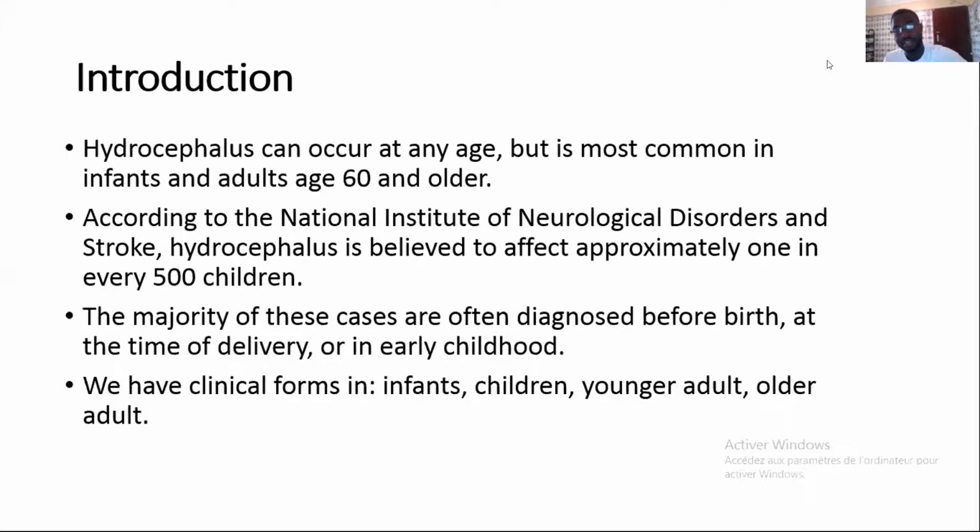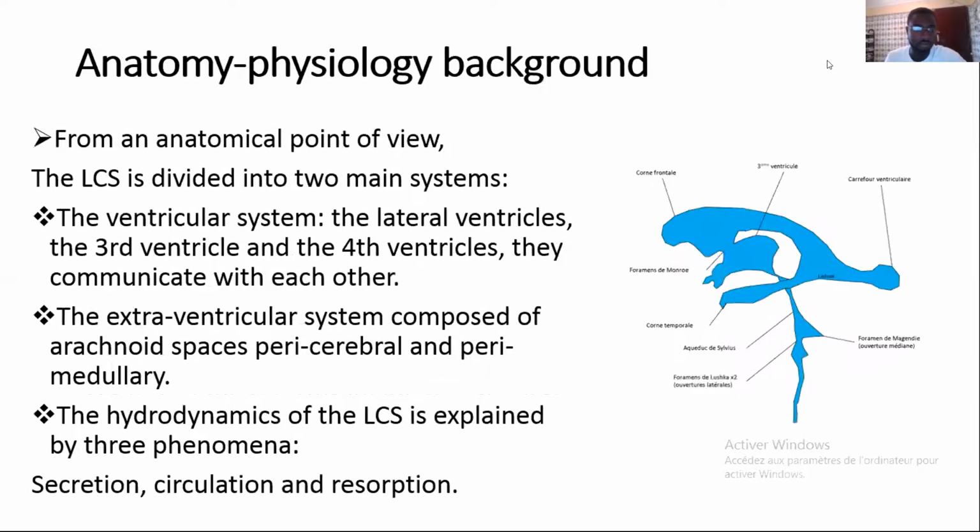Hydrocephalus can occur at any age, but it is most common in infants and adults aged 60 and older. According to the National Institute of Neurological Disorders and Stroke, hydrocephalus is believed to affect approximately 1 in every 500 children. The majority of these cases are diagnosed before birth, at the time of delivery, or in early childhood. We have clinical forms in infants, children, younger adults, and older adults. I will go quickly through anatomy because Dylan covered this topic last Friday.